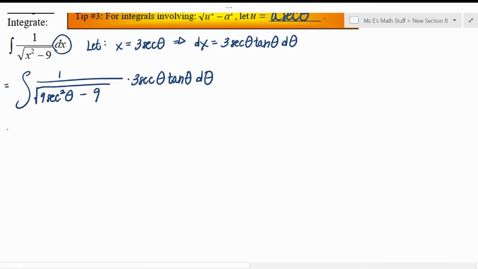All right, let's clean up that radical there. Let's see, the 9 could factor out. You'd be left with secant squared minus 1. What is secant squared minus 1? Oh, it's tangent squared. So you'd be left with the square root of 9 times tangent squared, which would be 3 times tangent theta.